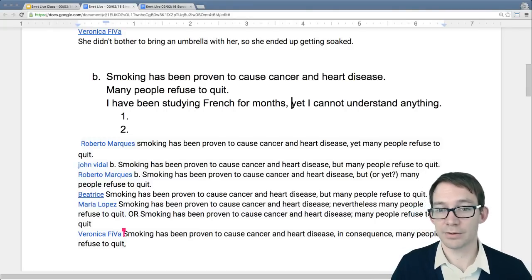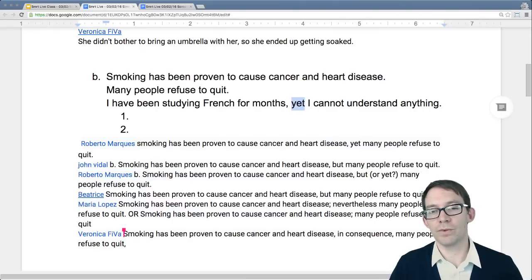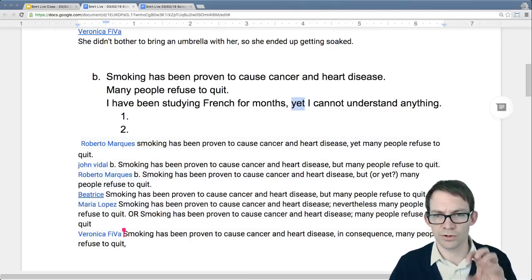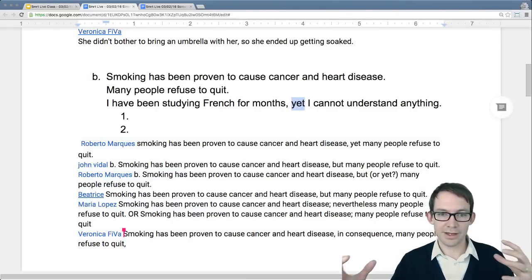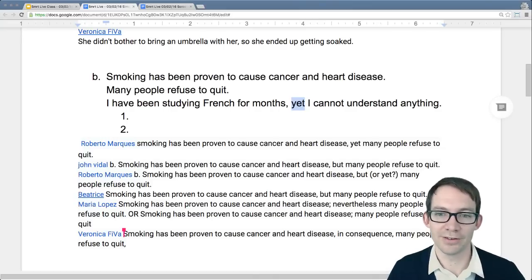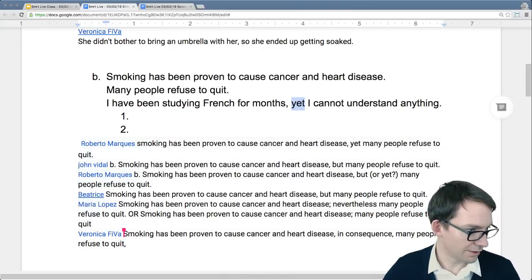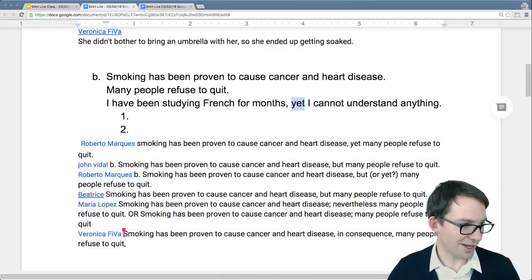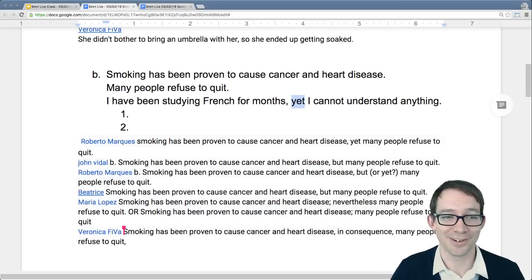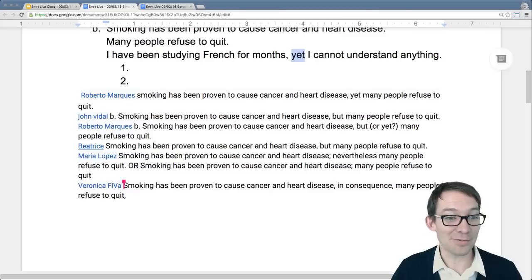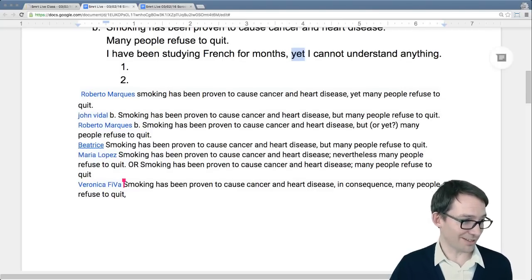I've been studying French for months, yet I cannot understand anything. Again, in this case, but works. We oftentimes choose to use yet if we want to really emphasize that unexpected contrast. That's surprising contrast. All right. Roberto understands? Good. That's the best feedback a teacher can get. Awesome. If anybody doesn't understand, let me know too, because that's important.